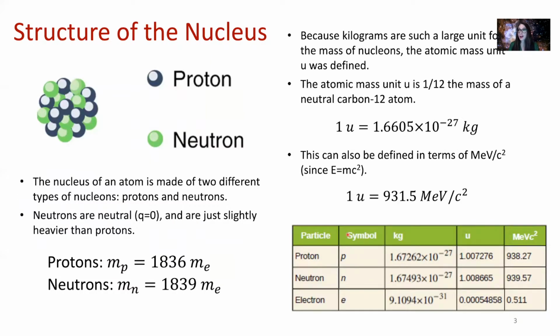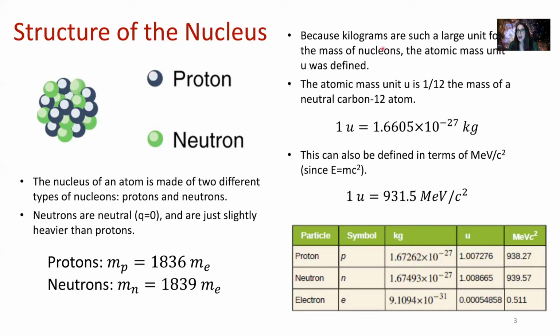I'm sure that you are already familiar with the structure of the nucleus, but we're going to give some units here and quantify these a little bit more. The nucleus of an atom is made of two different nucleons, protons and neutrons. Neutrons are neutral, they have zero charge, and they are just slightly heavier than protons. The mass of a proton is 1,836 times the mass of an electron. The mass of a neutron is 1,839 times the mass of an electron.